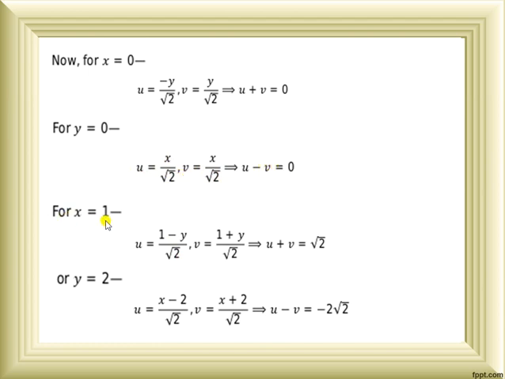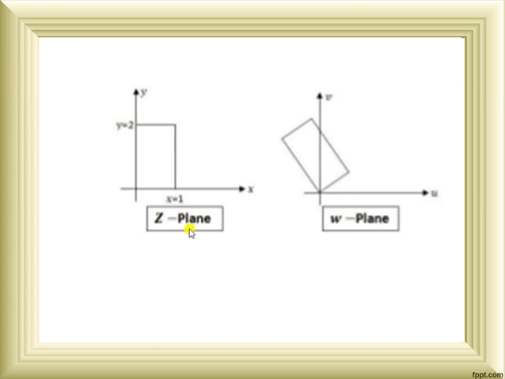The next line is x equal to 1. In the above equations, substituting x equal to 1 and adding these two, I will get u plus v is equal to root 2. So this is also a line. The last line is y equal to 2. Here also, substituting y equal to 2 and subtracting these two, x by root 2 gets cancelled. Finally, I will get u minus v is equal to minus 2 root 2. This is also a line.